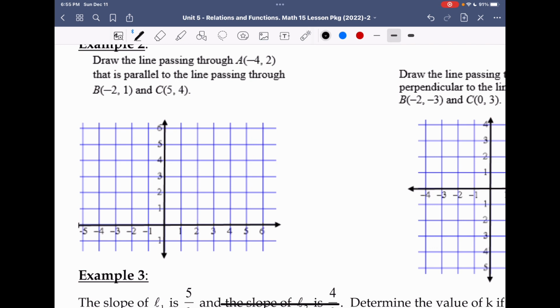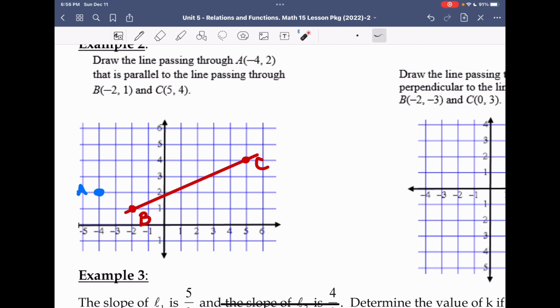Okay, so first of all, we're going to map all the points here. Negative 4 and 2, that puts me here, and we'll call this point A. Point B and C, which I'll do in red, negative 2 and 1, and C is 5 and 4, which puts me here. So there we go, and I'm going to label this as B and C. We need another point to draw a line segment through A such that these are parallel.